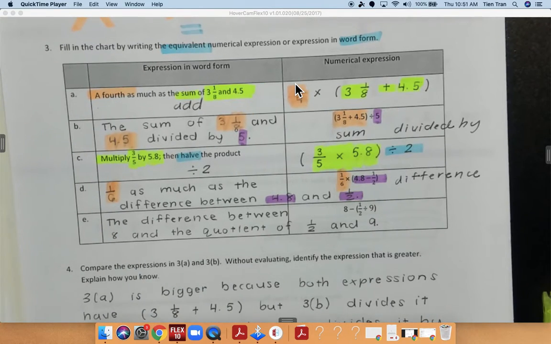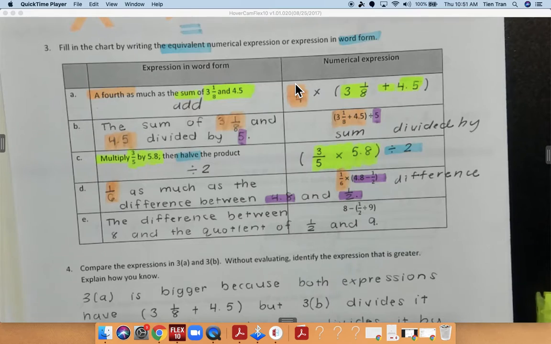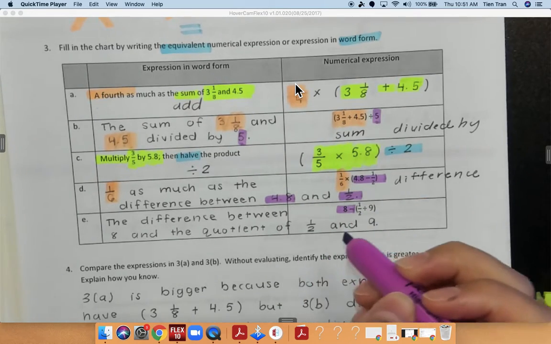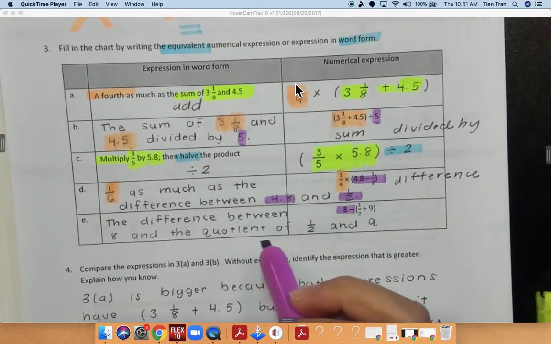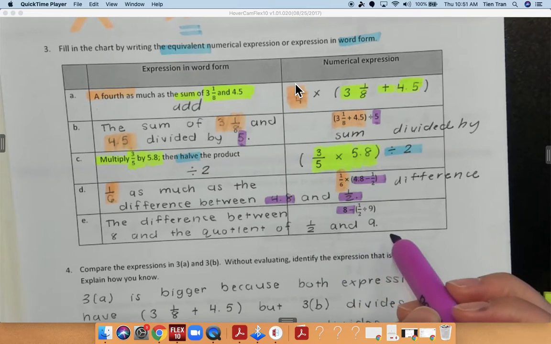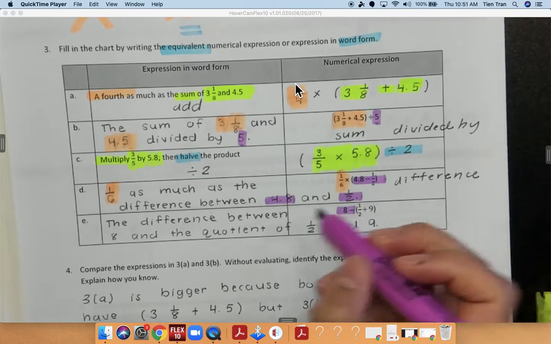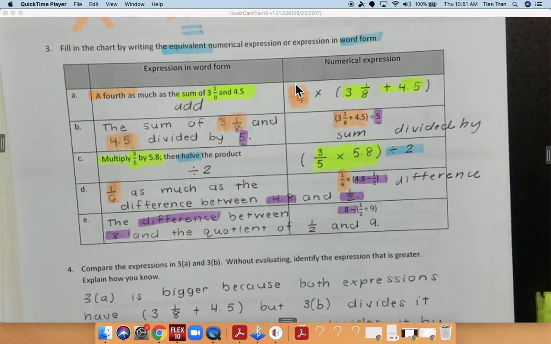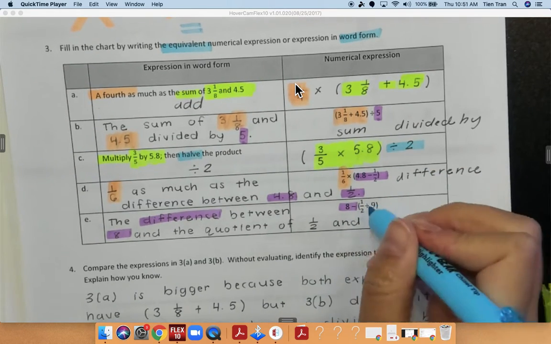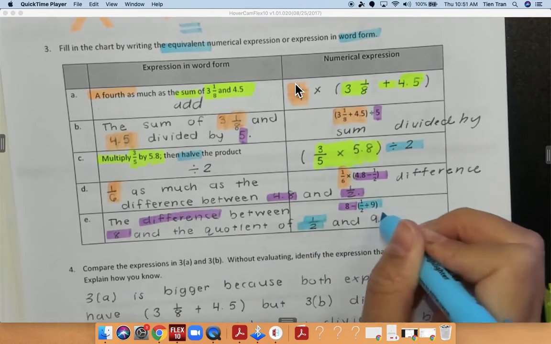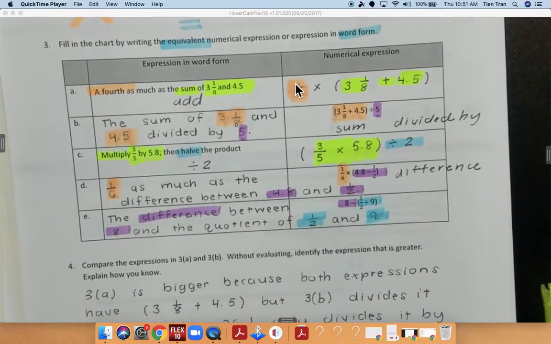Next, you have the difference between. Notice that you are subtracting again. So I have the difference between what? 8 and the quotient of 1/2 and 9. So we are subtracting the difference of 8. And the quotient means the answer to a division problem. So that's why you'll see 1/2 and 9 as a division problem.